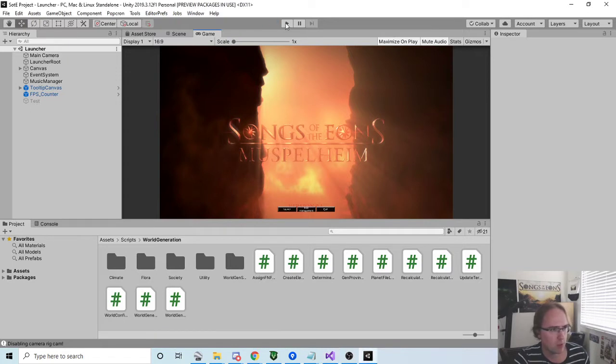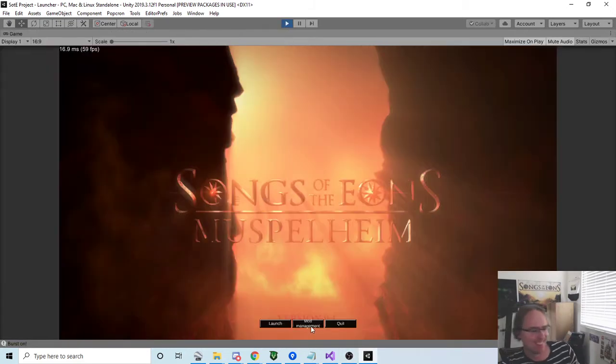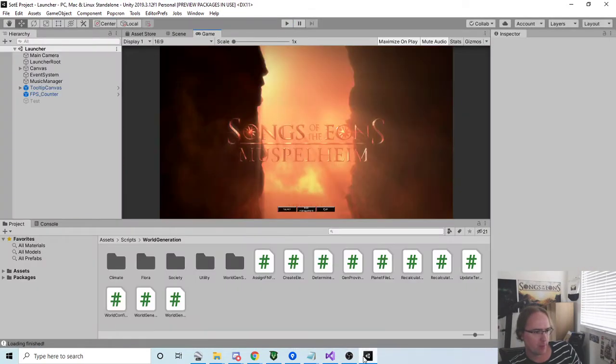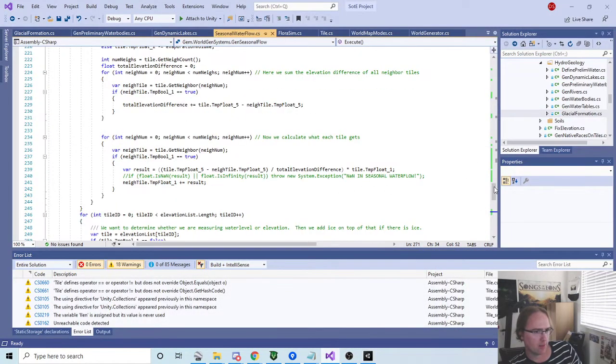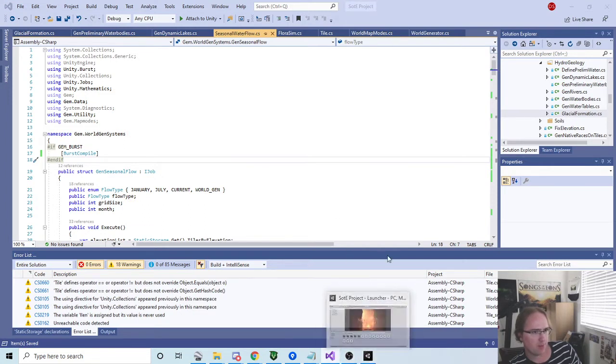Okay, so we're gonna go ahead and save the world. Yeah, we're gonna save the world, then we're gonna go ahead and run. Oh, you know what? We gotta re-enable burst compiler. Then we're gonna go ahead and run it in game time, and then we're gonna watch the soil fill up and see how long it takes.